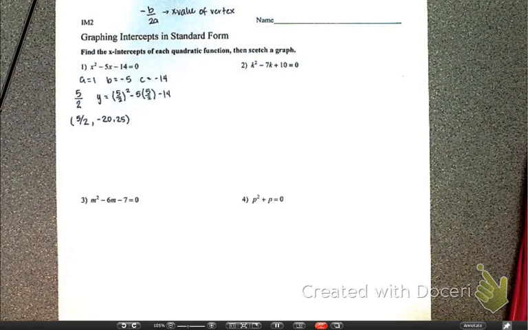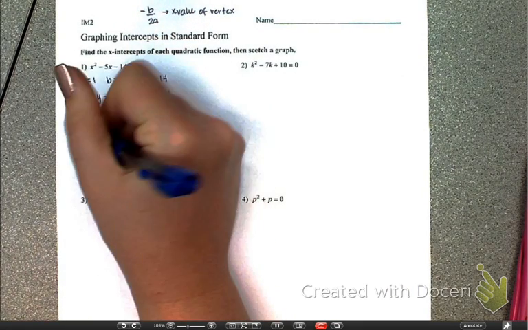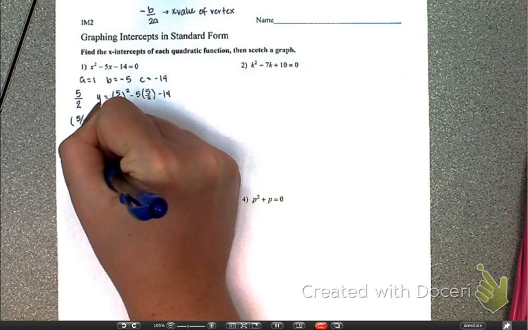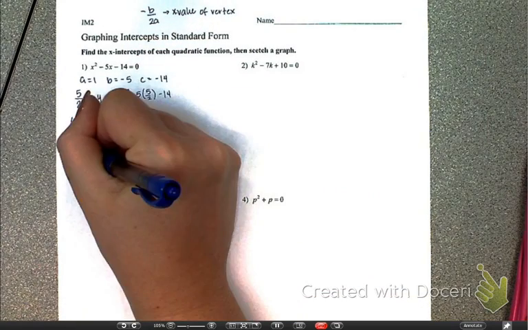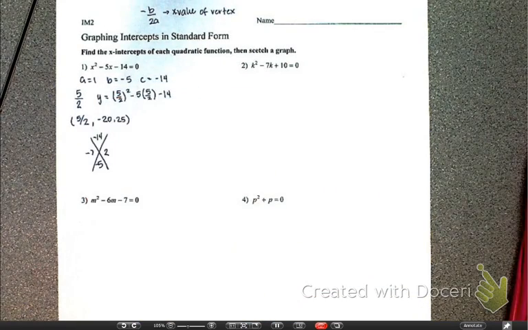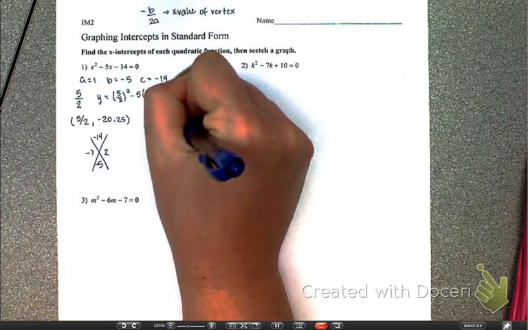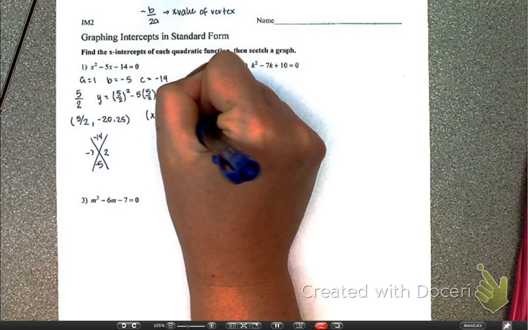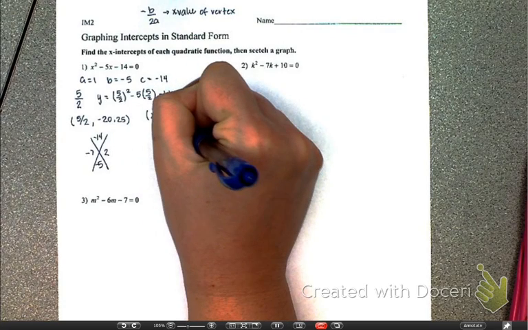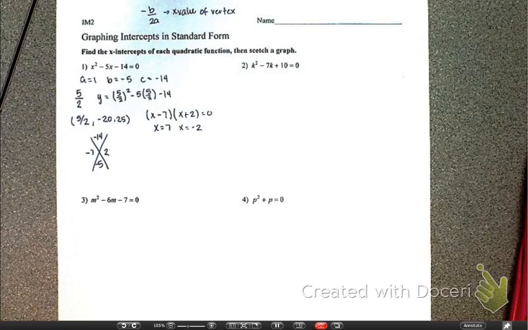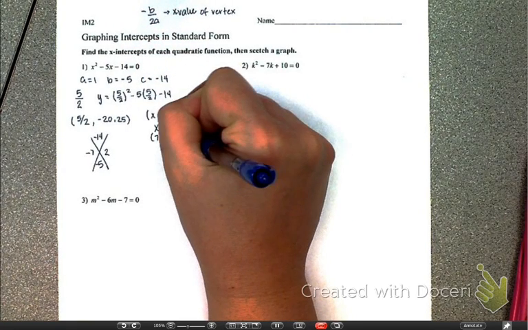What method would I use to factor? The x. So on top of the x is -14. On the bottom is -5. Two numbers that multiply to -14 and add to -5 are -7 and 2. In factored form, that's x minus 7 and x plus 2, which means my x-intercepts are 7 and -2. Or really, the point is 7, 0 and -2, 0.